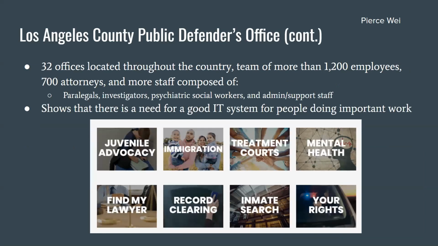And some more information is that they have 32 offices located throughout the whole country with teams of more than 1,200 employees, 700 attorneys, and staff composed of paralegals, investigators, psychiatric social workers, and admin and support staff. So this kind of data shows that there's a need for a good IT system for these kind of people doing important work, which is why we are tasked with this goal.